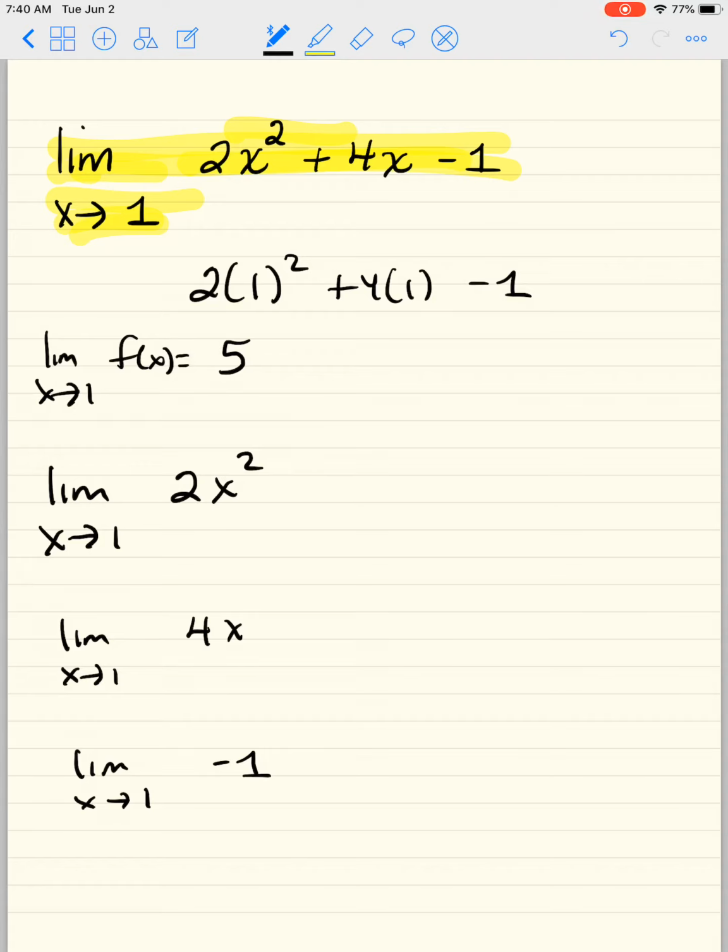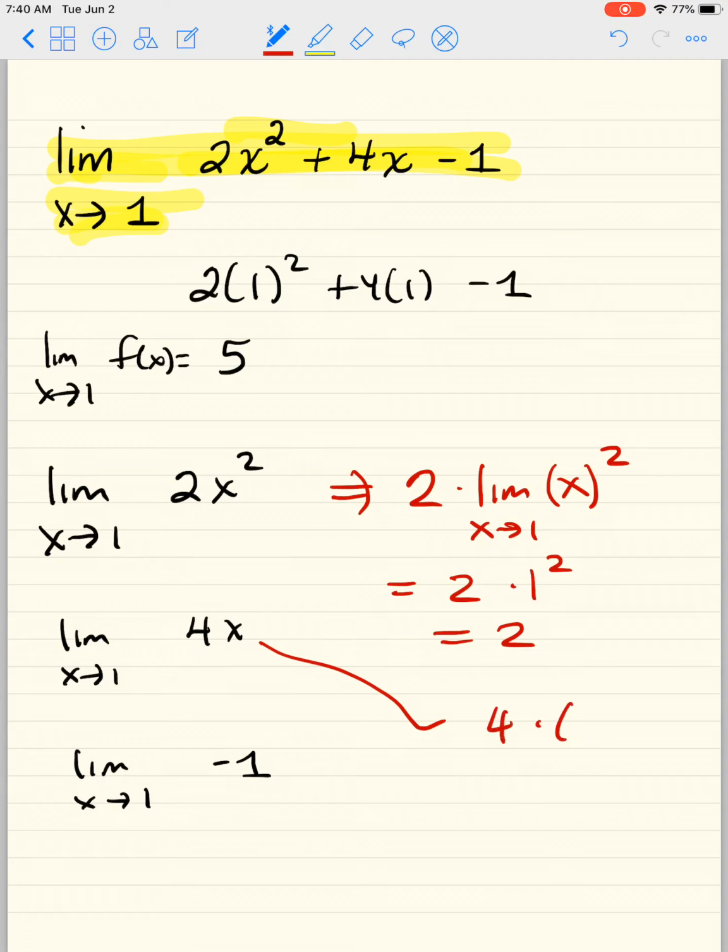I can look at them as functions, like 2x squared by itself, 4x by itself, negative 1 by itself. Remember, negative 1 is just a horizontal line, right? So what we can do here is we can say, all right, this is the same thing as actually saying 2 times the limit as x approaches 1 of x squared. I know it's insane to break it all up, and why would we do it? It's actually really important. So 2 times 1 squared, that's 2. In this case, we would go 4 times 1.